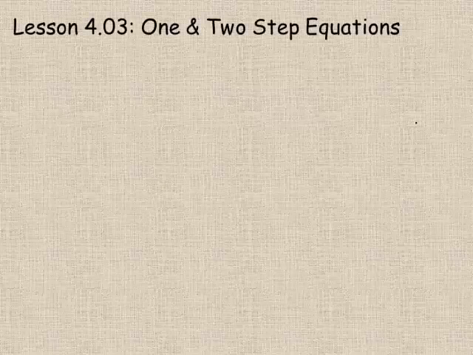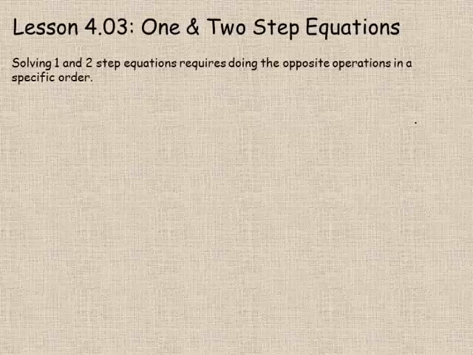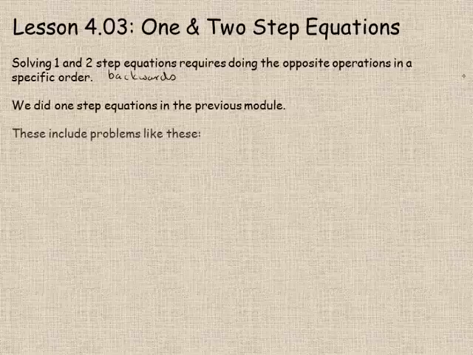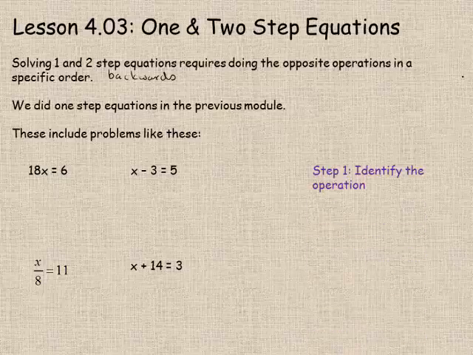Lesson 4.3, 1 and 2-step equations. Solving 1 and 2-step equations requires doing the opposite operations in a specific order, backwards from the order of operation. We did 1-step equations in the previous module, and that included problems like these, where the first step was to identify the operation, and then the second step was to perform the opposite, but we're actually only performing one step.